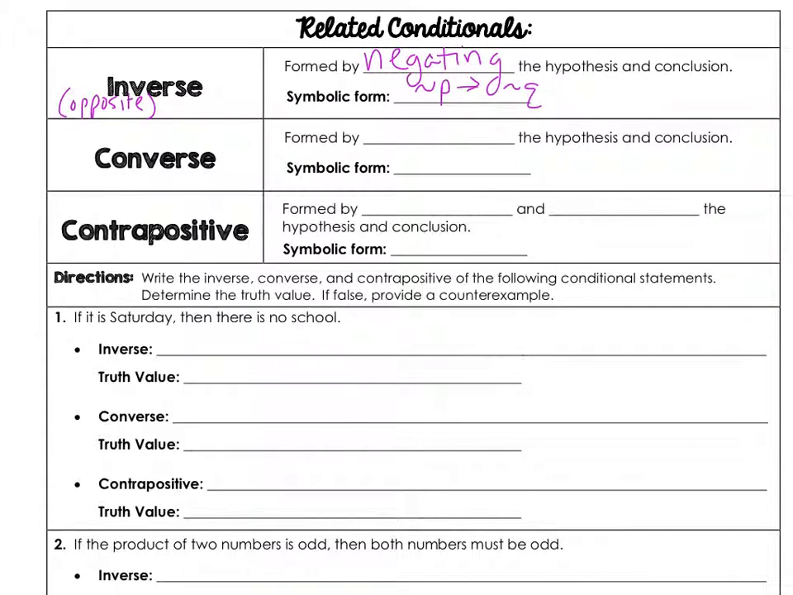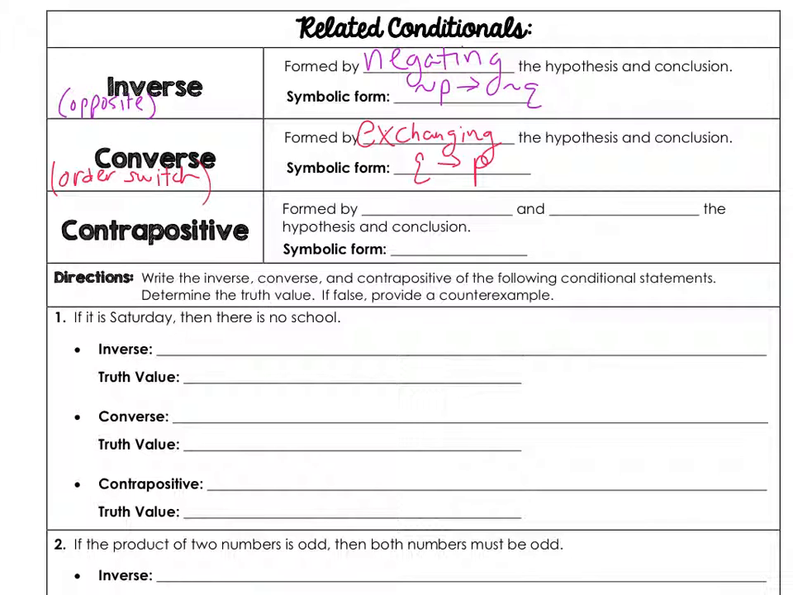Next is converse. In converse, we are exchanging the hypothesis and conclusion in our sentence. So the order in my sentence is going to switch. So this means that my Q will really come first, my conclusion will come first, and then it will be my hypothesis. For the contrapositive, it's really a combination of both of those.